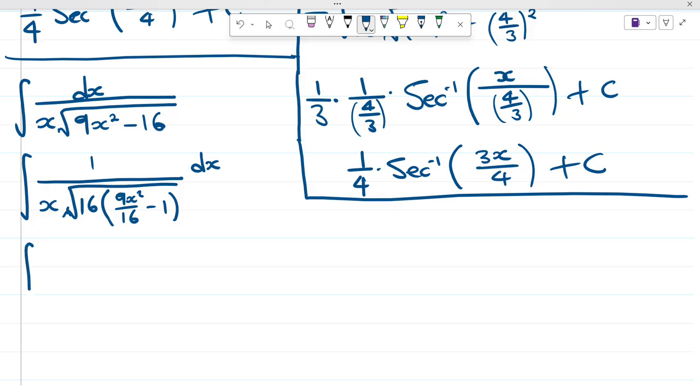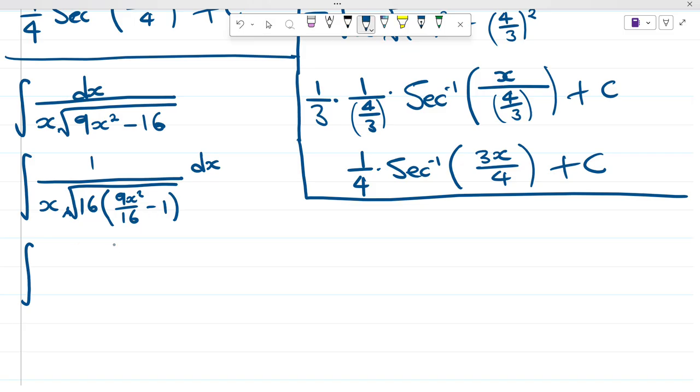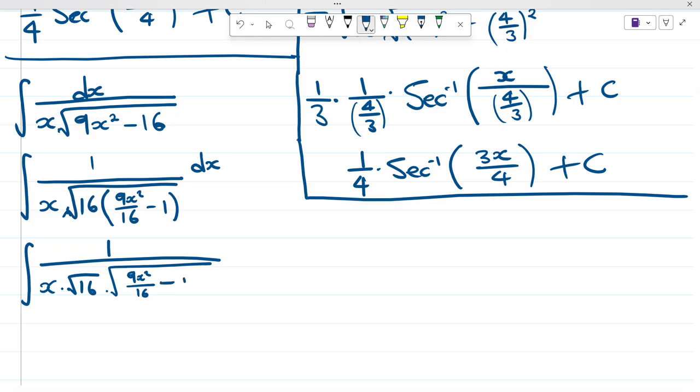Okay, then from here we're going to split. We're going to make 16 have its own square root and this thing have its own square root. So at the end of the day, we're going to have 1 divided by x multiplied by the square root of 16 multiplied by the square root of 9x squared divided by 16, all minus 1, and then we have our dx there.